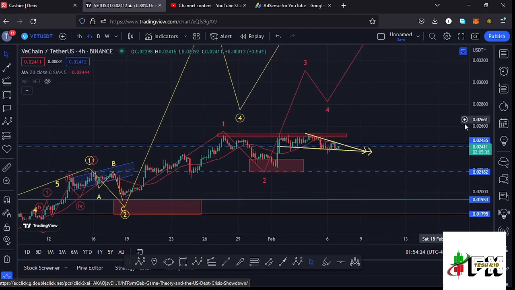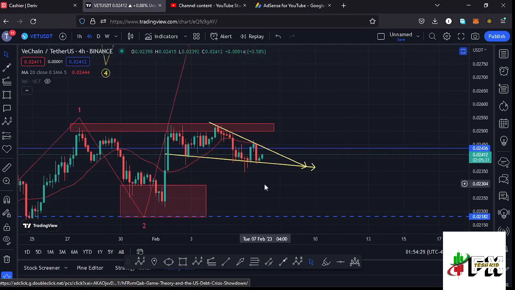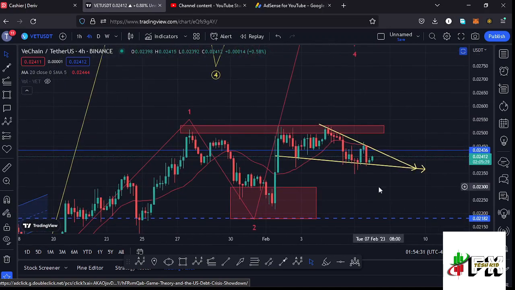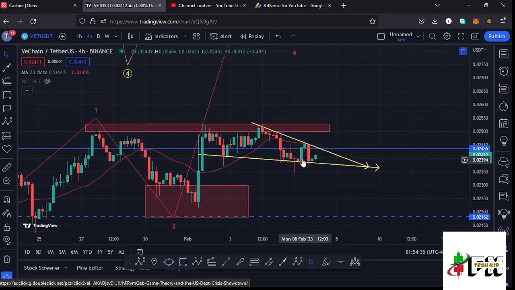And we also have a chart pattern that is in formation right here, which is a triangle, and this is a chart pattern that in case we continue seeing an increase in the buying volume, continue pushing even higher, and also continue pushing the price of Vechain to the apex of the triangle, then there are chances of seeing a breakout to the upper side.